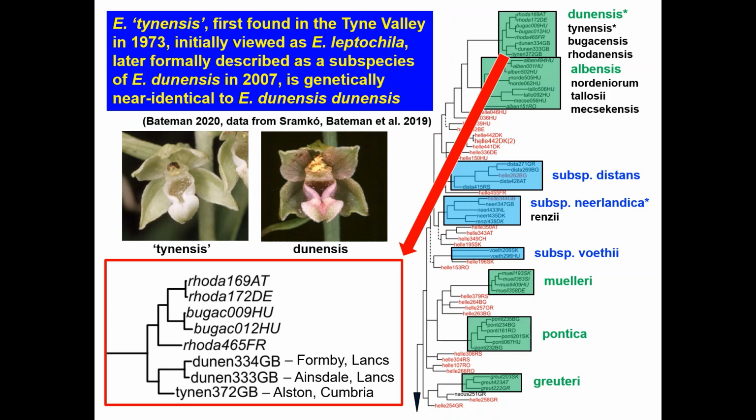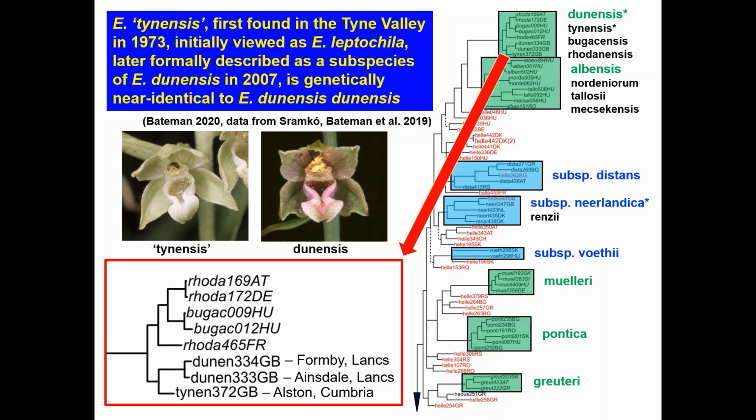And you can see that they're almost genetically identical. There is no question that Tynensis is part of Junensis. And really the amount of genetic distinction is not enough to view it as a subspecies. We could set it up as a morphologically subtly distinct variety.